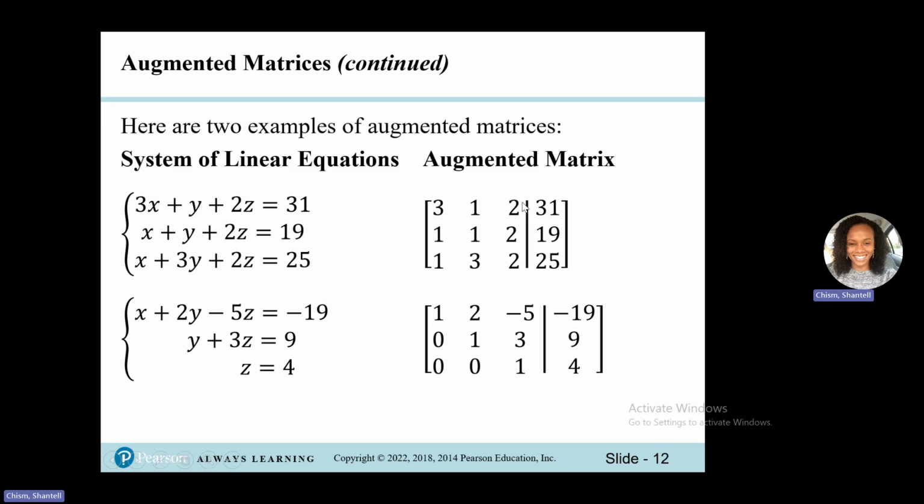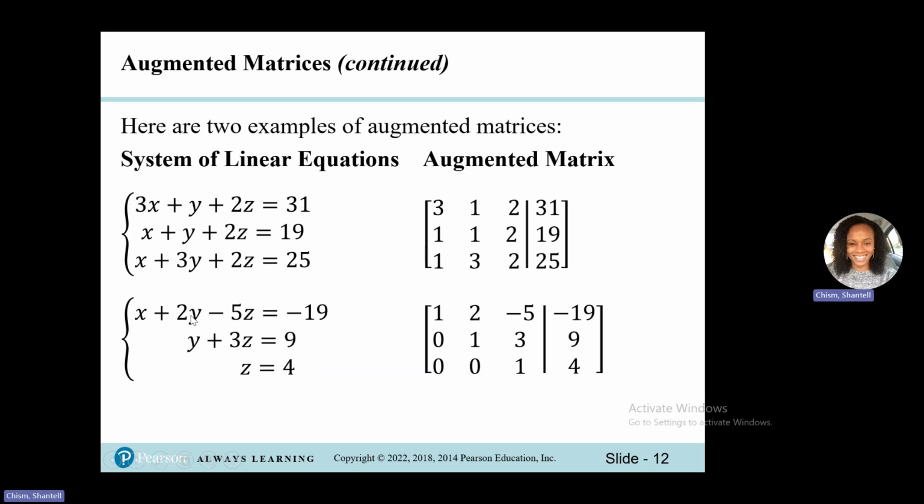So you can almost treat the vertical bar as the equal sign, separating the coefficients from the constants. Same thing with the second row: coefficients 1, 1, 2, and then equal to your constant 19. And then the third row, 1, 3, 2, equal to the constant 25.